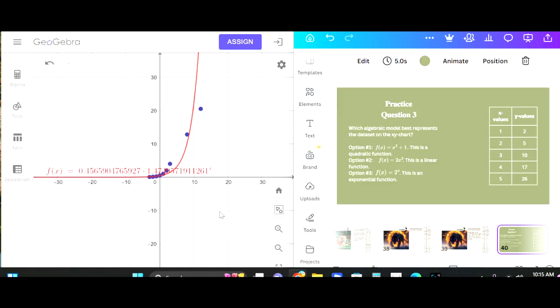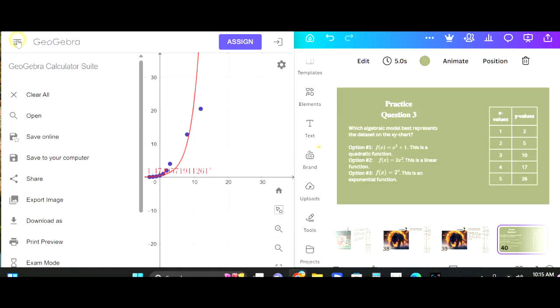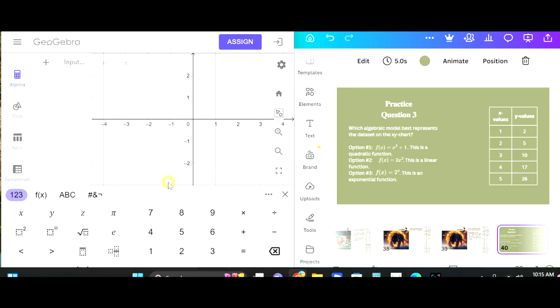Okay, here's practice question number 3. Which algebraic model best represents the data set on the Y chart? Let's clear it all. You go do this and then come back and we'll do it together. Oops. Our x values are 1, 2, 3, 4, 5. Our y values are 2, 5, 10, 17, 26.